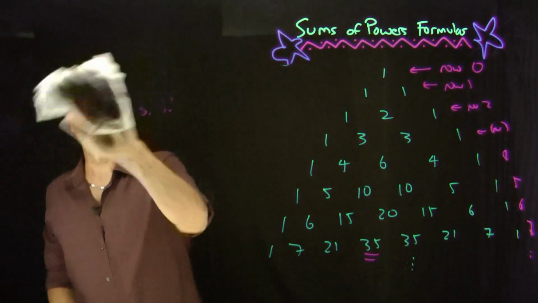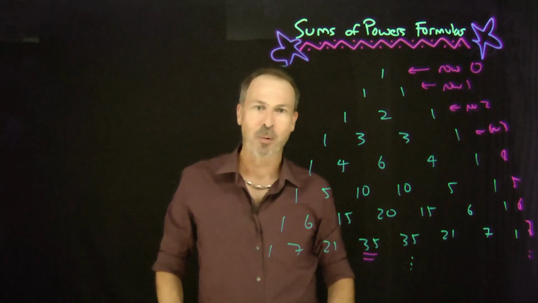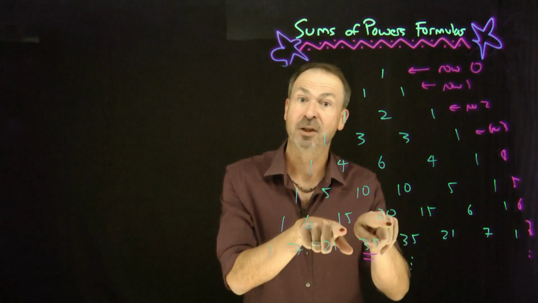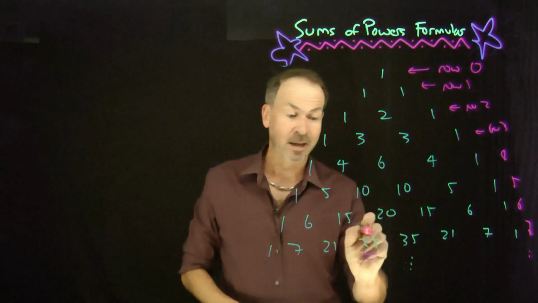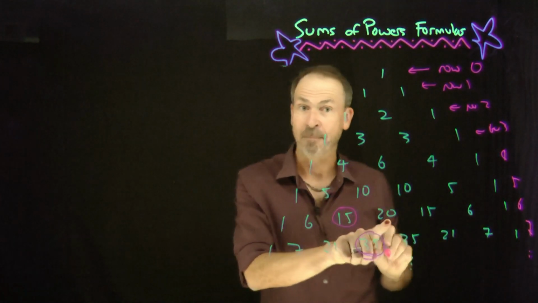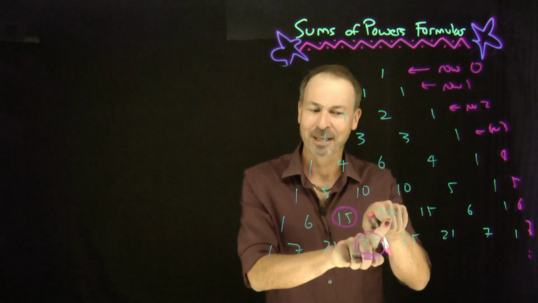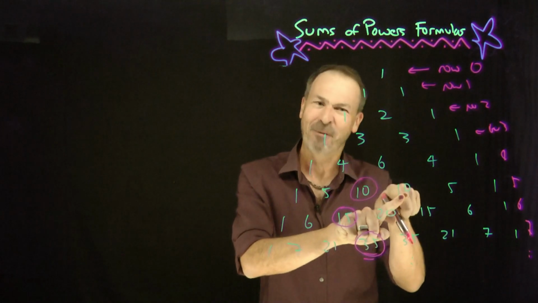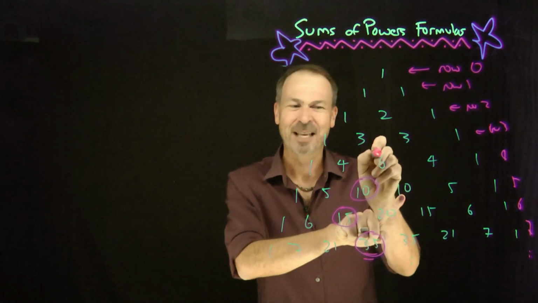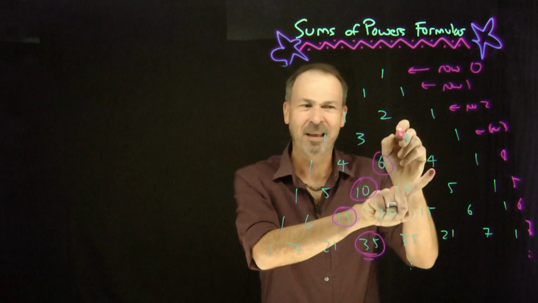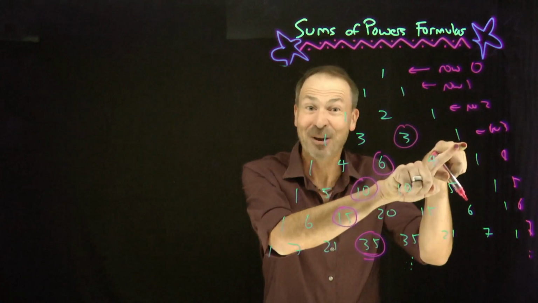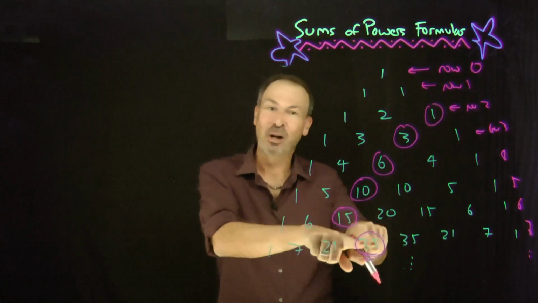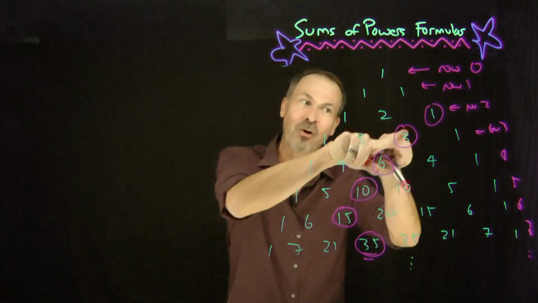I need to point something out. Most people don't usually first see the triangle that way. They see the triangle from a different property, that each entry in the triangle is actually the sum of the two numbers directly above it. So this 35 here is really this 15 plus this 20. But before I circle it, let me pause and say, but this 20 here is really that 10 plus this 10. Okay, but before I circle it, let me pause and say, well, this 10 is really that 6 plus that 4. But before I circle it, say that 4 is really that 3 plus that 1. But before I circle, let me say that 1 is really that 1 plus that nothing. So actually, this 35 is really the sum of all those numbers.